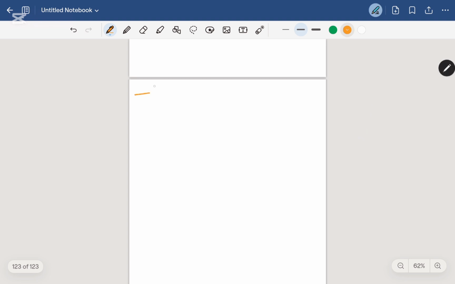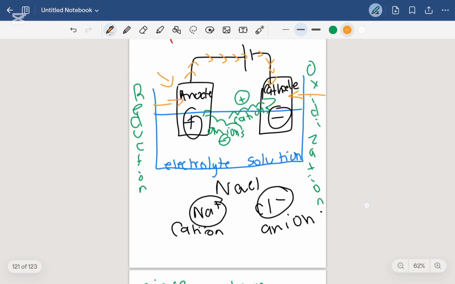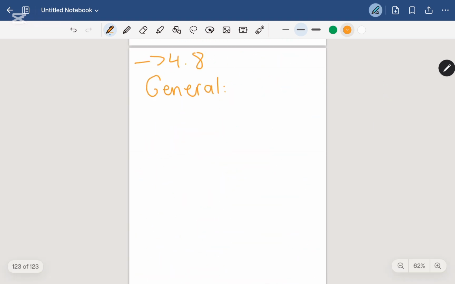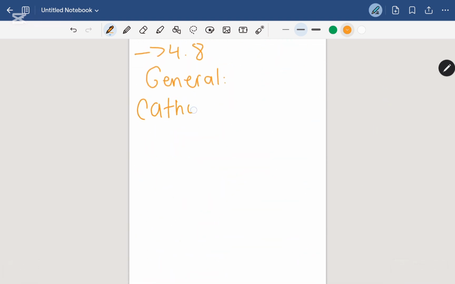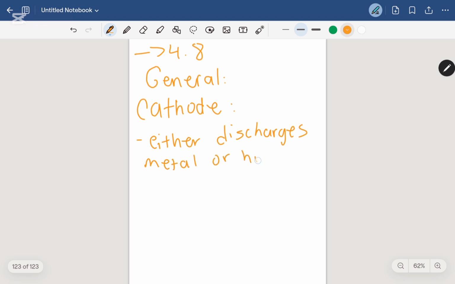The last section, which is section 4.8. So there are some general rules when we are dealing with electrolysis. Okay, so we're first gonna discuss the cathode, then we are gonna discuss the anode. So going back up, this over here is the cathode. We're gonna discuss it first. So cathode. Some rules we need to know is that it will either discharge metal or hydrogen.